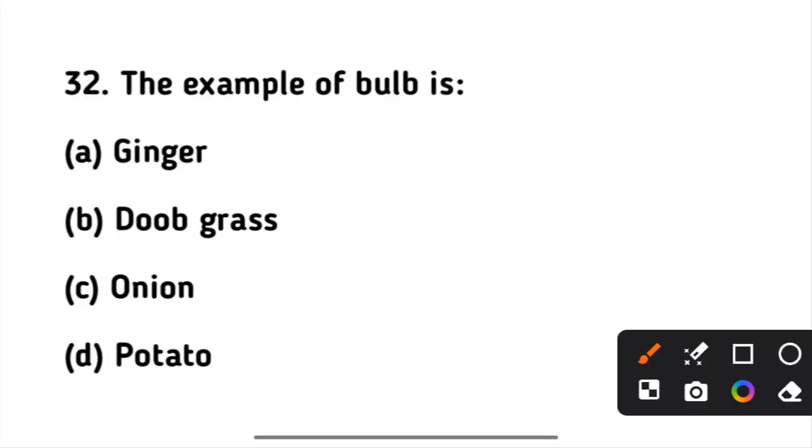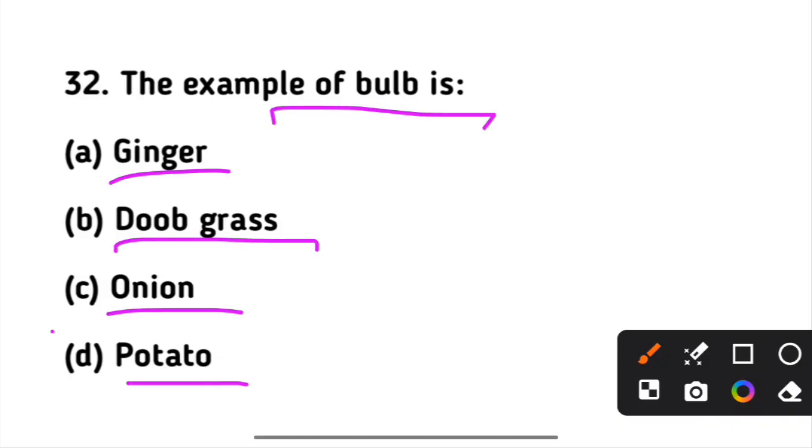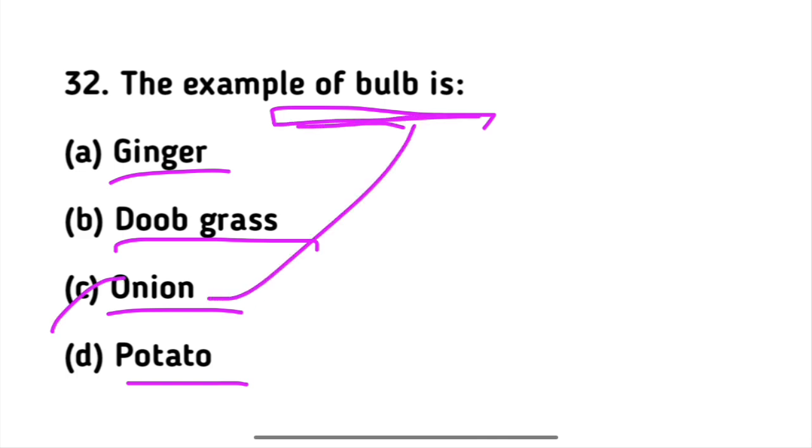Next question. The example of bulb is: ginger, doob grass, onion, potato. Option C is correct. Example of bulb is onion. Next question.